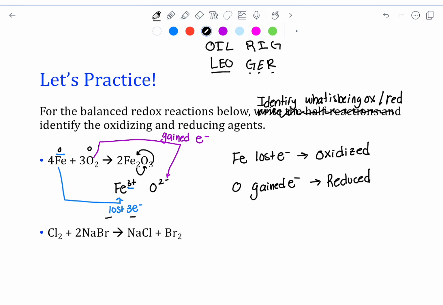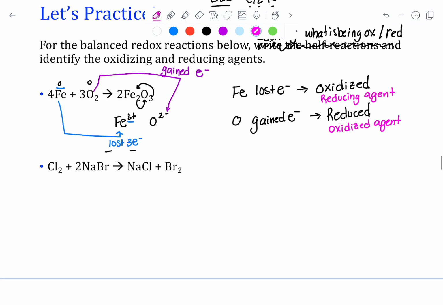We next want to determine what the oxidizing and reducing agents are. Well, we said whatever is being oxidized is the reducing agent. So iron is the reducing agent. And whatever is being reduced is the oxidizing agent. So they're just opposites. You just got to remember that they're opposites. Whatever is being oxidized is allowing the reduction to happen, therefore it's the reducing agent. Whatever's being reduced is allowing the oxidation to happen, so it's the oxidizing agent.